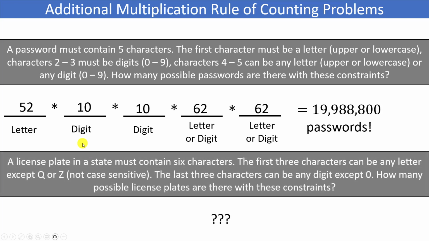All right, here's one for you to try. A license plate in a state must contain 6 characters. The first 3 characters can be any letter except for Q or Z, and the letters are not case sensitive, so lowercase and uppercase would be the same. The last 3 characters can be any digit except for 0. How many possible license plates are there with these constraints? Do the same kind of thing here: list out all of your blanks, and then fill in how many options there are for each blank based on the constraints. To find your final answer, you'll just multiply all those numbers together.